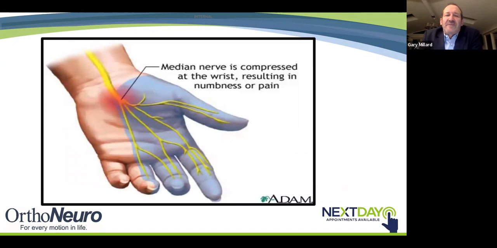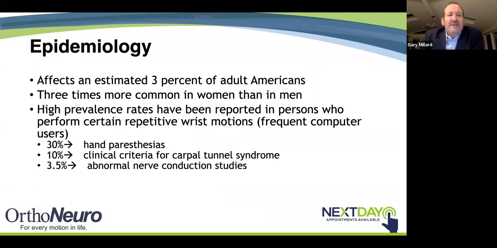When the median nerve is compressed at the wrist, it results in numbness or pain in the wrist and going to the fingers. Carpal tunnel affects approximately 3% of all adult Americans. It is 3 times more common in women than men. Highest prevalence rates have been reported in people who perform repetitive wrist motions, often computer users. That's probably the most common finding.